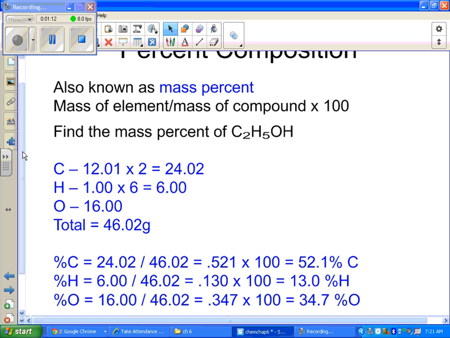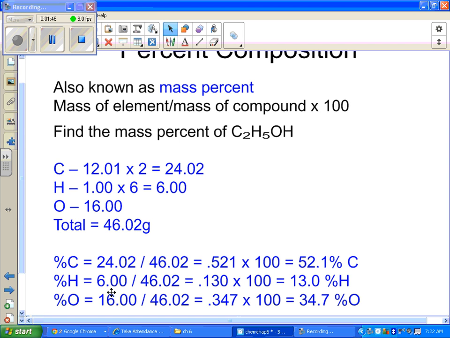And now what is percent composition, also known as mass percent? What I'm looking for now, if you look at the bottom here, are percentages. So it's how much carbon is in this compound. So how do you get the percent of carbon? You take 24.02, which is its individual mass, and divide it by the total mass, which is 46.02. From the calculator, it reads 0.521, but I'm looking for a percent, so make sure you times it by 100 to get 52.1%.